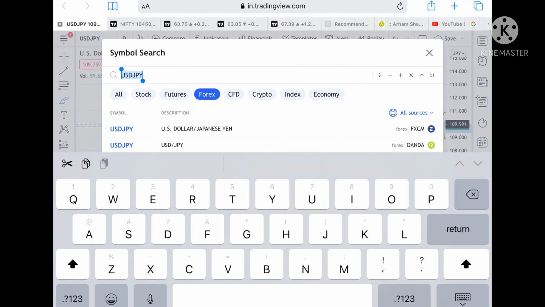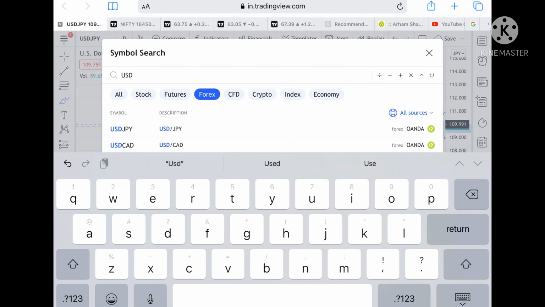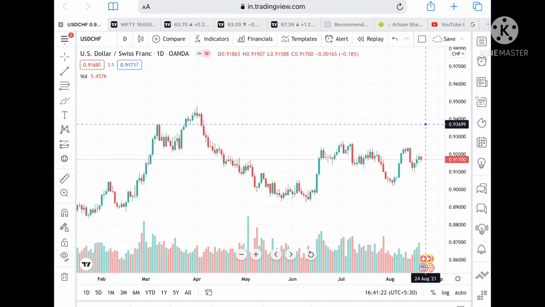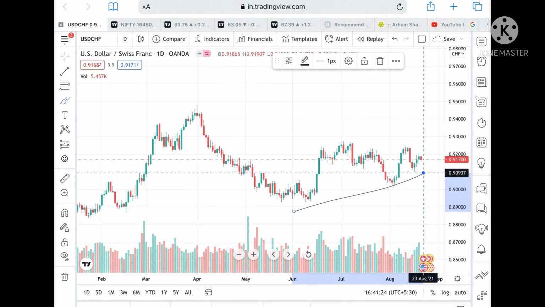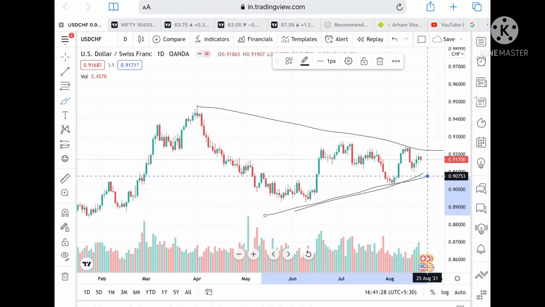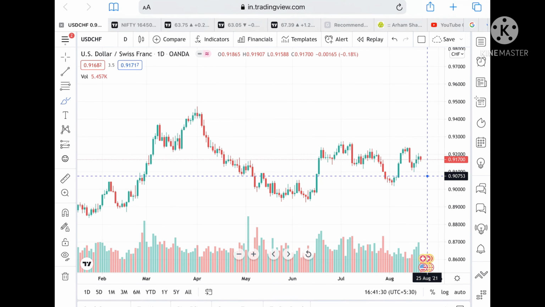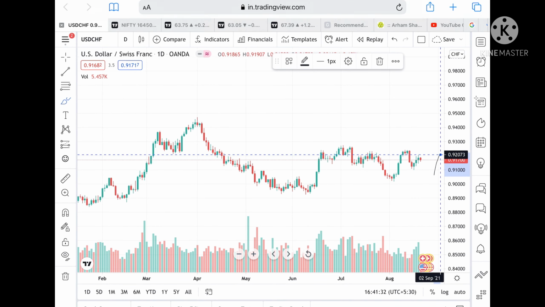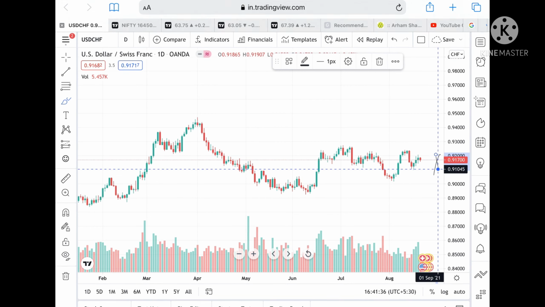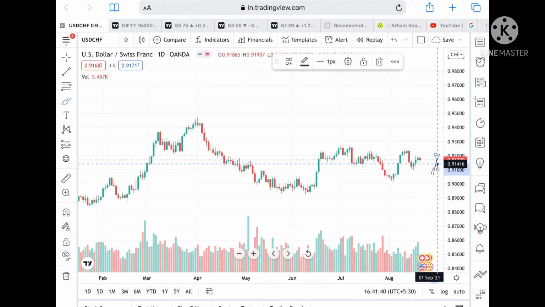If we talk about USD CHF, we can see USD CHF is making a trend line. What you have to understand here is that, if you calculate the range, the range high is around 0.92073 and a low of around 0.91045. Before that, the last candle is around 0.91445.